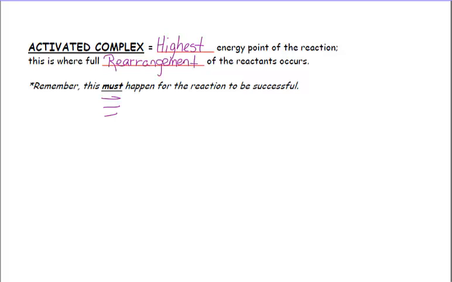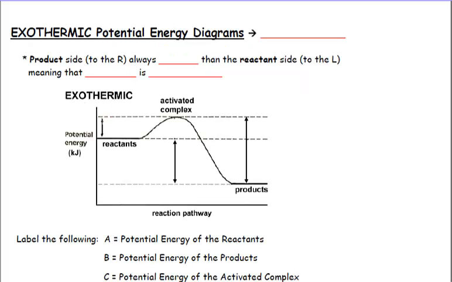Okay, so now let's look at an exothermic curve. Now that we've looked at endothermic, exothermic is the opposite, basically. For exothermic potential energy diagrams, you're going to have a negative delta H. Heat is released. So when you see a reaction, you'll see plus whatever kilojoules on the right-hand side. So the energy is going to be on the right now. The product side to the right is always going to be lower than the reactant side, which is to the left, meaning that energy is released.